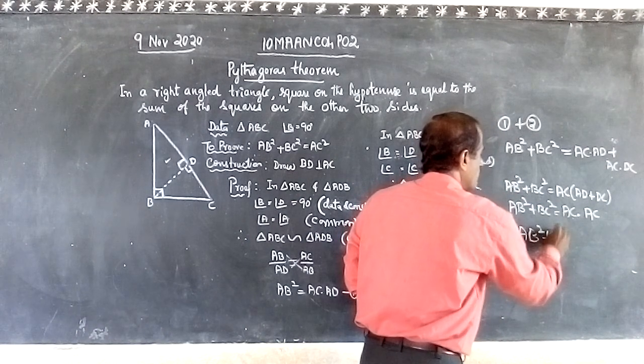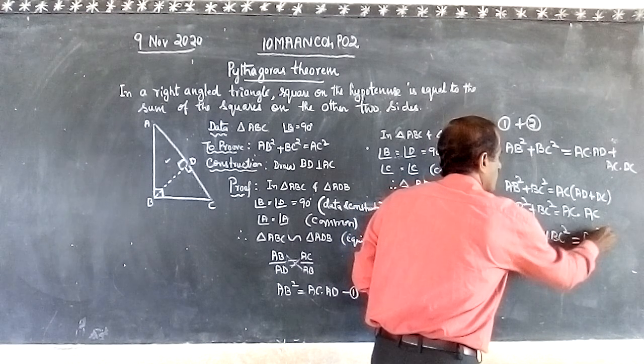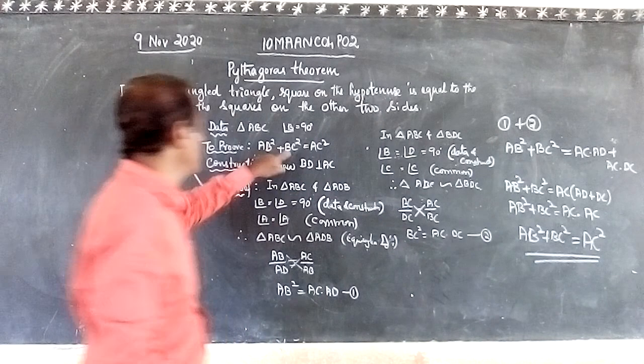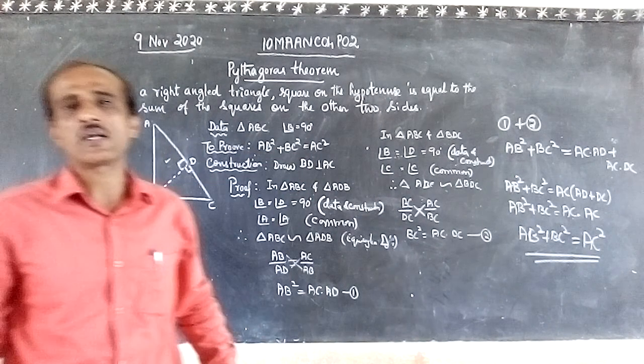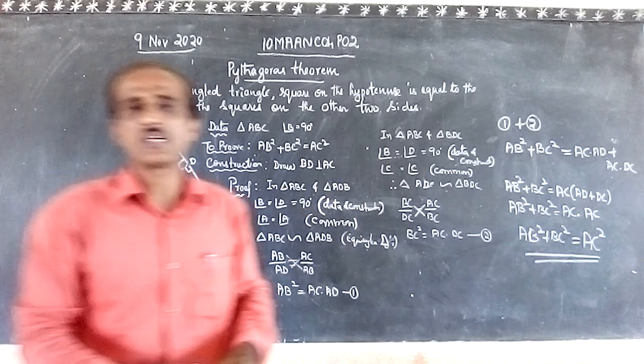AB square plus BC square is equal to AC into AC. AC into AC is AC square. So that one only to prove. AB square plus BC square is equal to AC square. Very simple theorem we will prove. This is what Pythagoras theorem says.